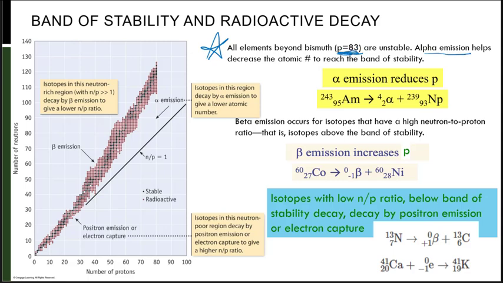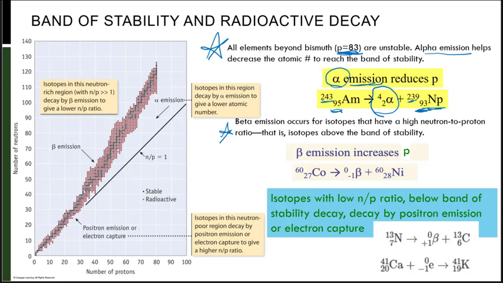Alpha emission helps decrease the atomic number to reach the band of stability. So alpha emission is most common for elements beyond bismuth. Americium, for example, has an atomic number of 95. It's unstable, so it's going to undergo alpha emission, giving us an atomic number of 93, which is Np. Again, we take our 243 and subtract 4 to get that mass of 239.